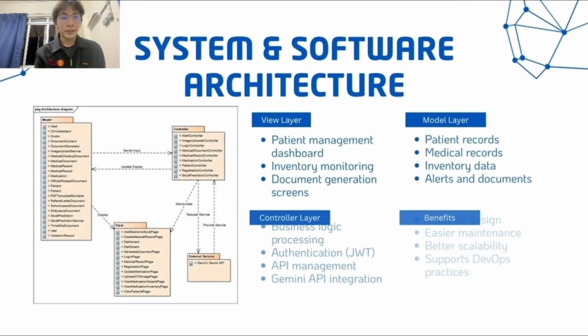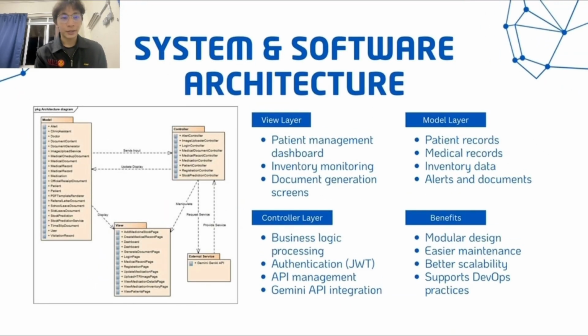Next, I will explain the system and software architecture of KRMS. The architecture design of KRMS follows the Model View Controller, or MVC, design pattern. This approach separates the system into three distinct layers, allowing the application to be more organized, scalable, and easy to maintain. The first layer is the view layer. This layer serves as a user interface of the system. It provides dashboards, patient management pages, inventory monitoring screens, and document generation interfaces that allow clinic staff to interact with the system efficiently.